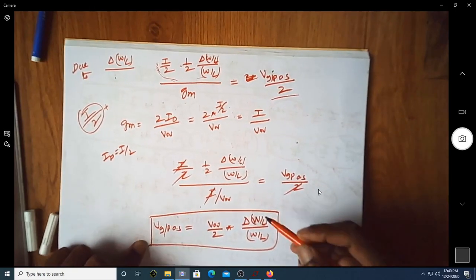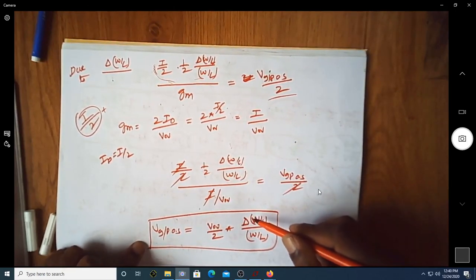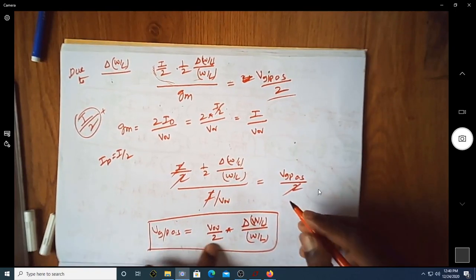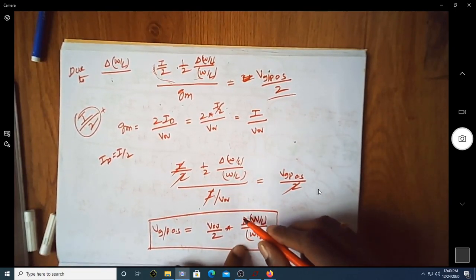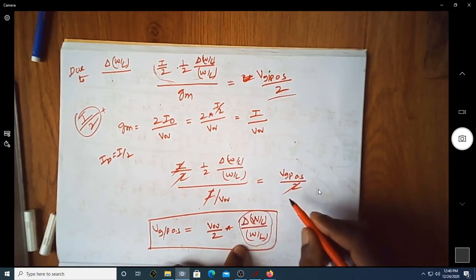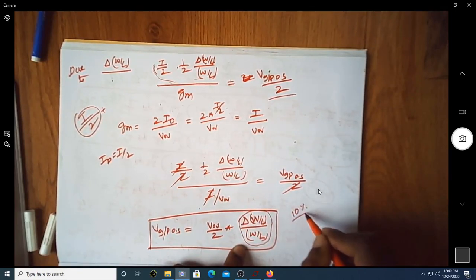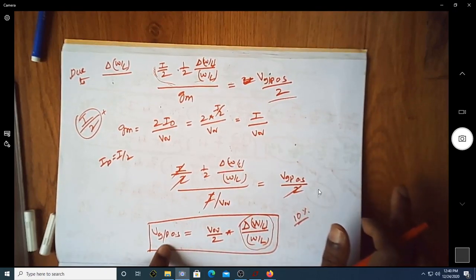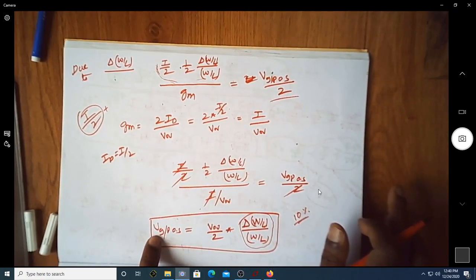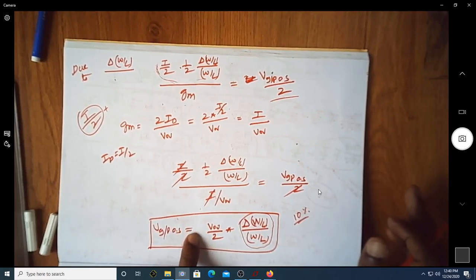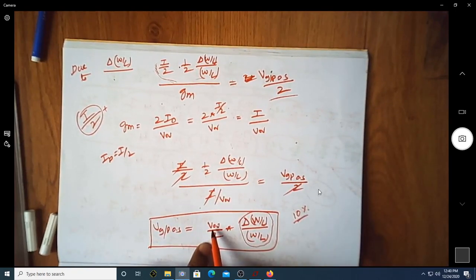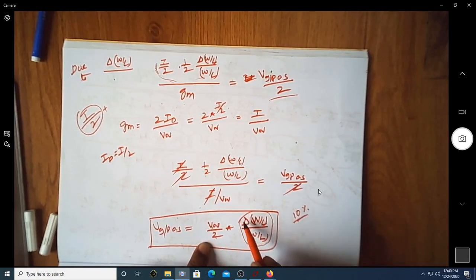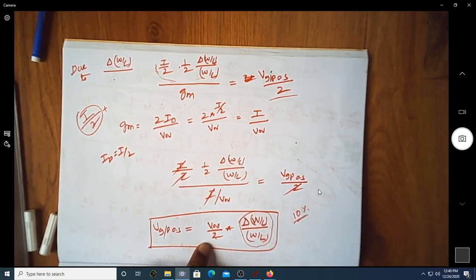Meaning if there is an error in the W by L, that is, assume that there is a 10% error, because this is the percentage error of your W by L. If there is a 10% error in the value of W by L across the transistors, you may have to apply an input offset voltage of that magnitude in the opposite direction, which is equal to VOV by 2 multiplied by the percentage deviation in your W by L.